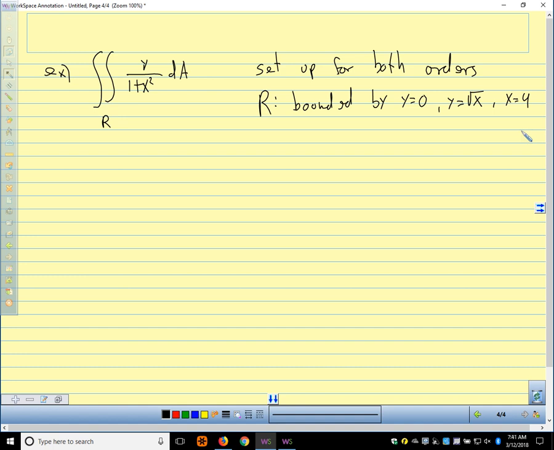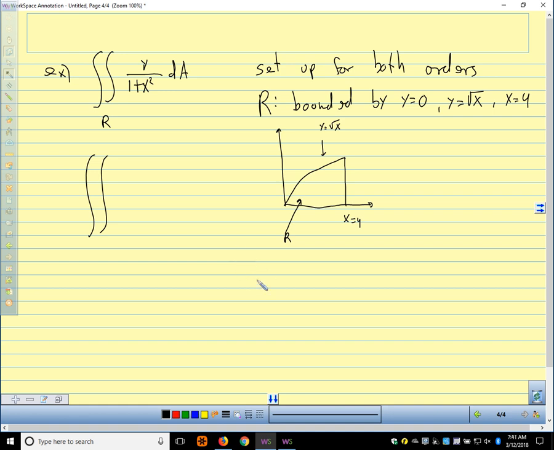Now I recommend always making a little sketch of your region to help you set this up. So here's y equals square root of x. Y equals 0. And here is x equals 4. So this is my region.